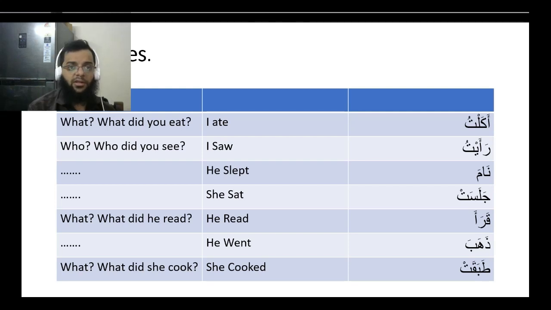Now I think we will also try to cover ma'ruf and majhul, that is active voice and passive voice.